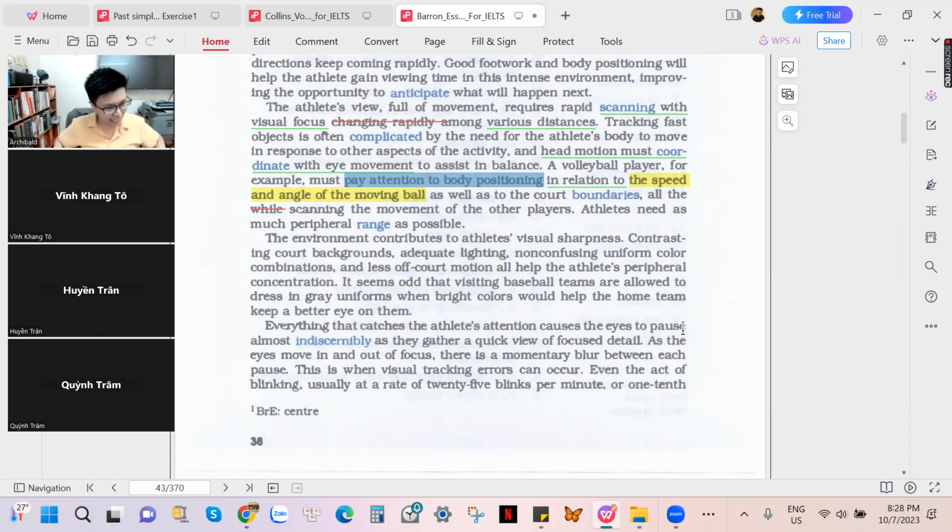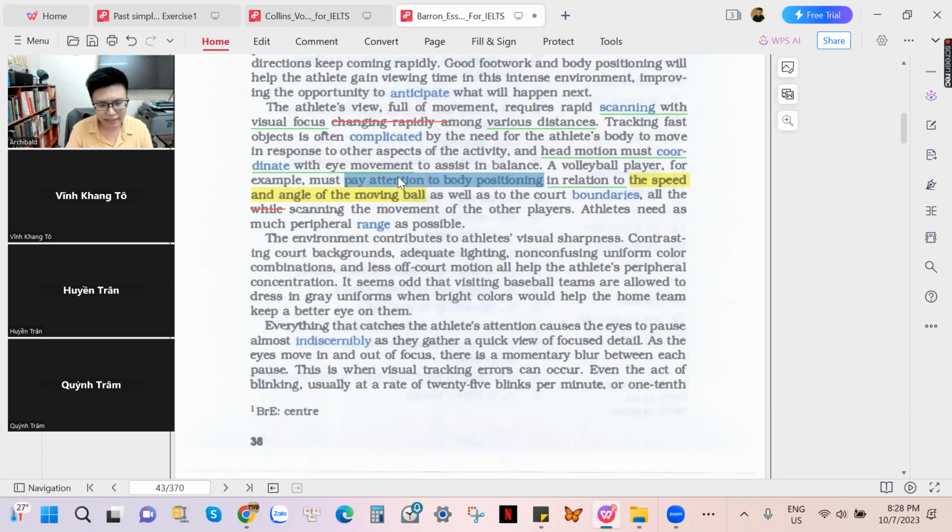The way you stand, the way you aim your body, must be at the right position. When you are at the right position, it's easier and more effective to hit the ball with two hands, like this. So here they say you must pay attention to body positioning because if you want to score big, you need to pay attention to the way you stand and the way you move your body when you try to hit the ball with two hands.